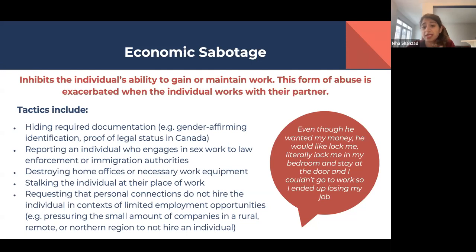Something that came from our studies was a victim who said that even though her abuser wanted her money, he would lock her in her bedroom physically and stay at the door so she couldn't go to work, and then she ended up losing her job.